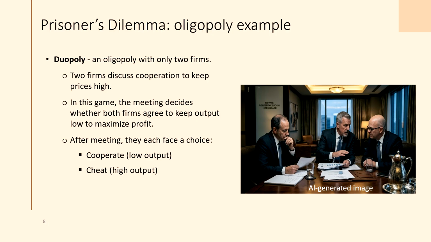Now let's apply this logic to oligopoly. Suppose there are only two firms. This is called a duopoly, which is an oligopoly with two firms. The two firms meet and discuss cooperation to keep prices high. They can each choose one of two strategies. They can cooperate by keeping output low, which supports high prices, or they can cheat by increasing output, trying to capture more market share. This situation mirrors the prisoner's dilemma.